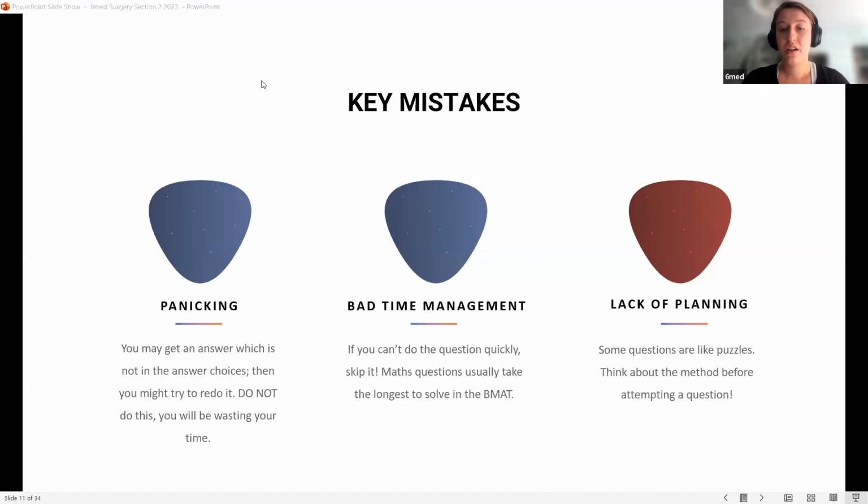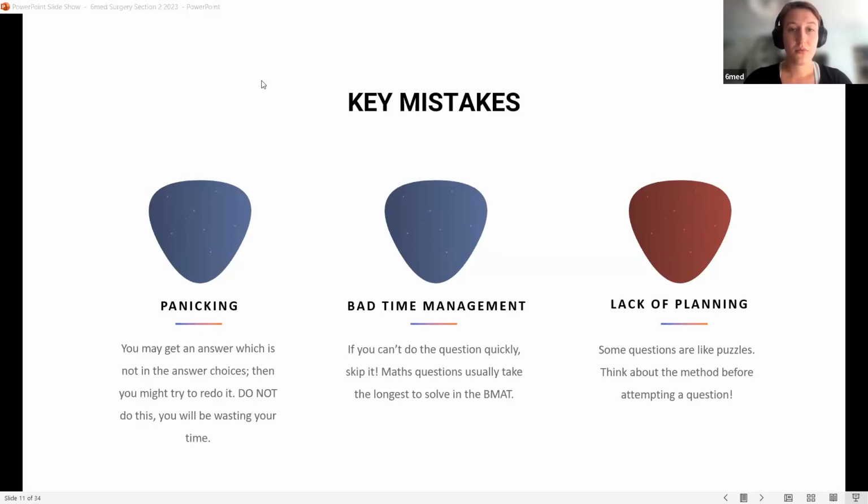And in terms of planning, some questions can be puzzles, or they give you extra information you don't need to try and throw you off onto another method which takes longer. Try to think in basic terms, what information do I have? What am I trying to get to in terms of information? And what method links these two? And get in the habit of thinking, what is the most efficient method of answering the question?